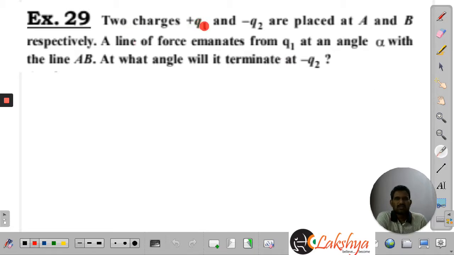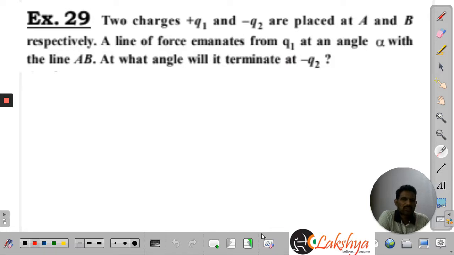Two charges plus q1 and minus q2 are placed at A and B respectively. A line of force emanates from q1 at an angle alpha with the line AB, and at what angle will it terminate at minus q2? We know when two point charges, one positive and other negative, are placed there, then electric field lines start from the positive charge and end on the negative charge, right? So here they are giving the information that a line starts from q1 at an angle alpha with the line AB. Then at what angle it will terminate at q2 we need to calculate here.